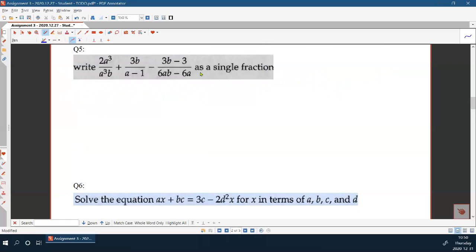Write this expression as a single fraction. Okay, write something as a single fraction. All you need to do is to find a common denominator, right? But sometimes it's better to simplify each term first, which can make the question easier. Okay, so first step, we try to simplify each term first.